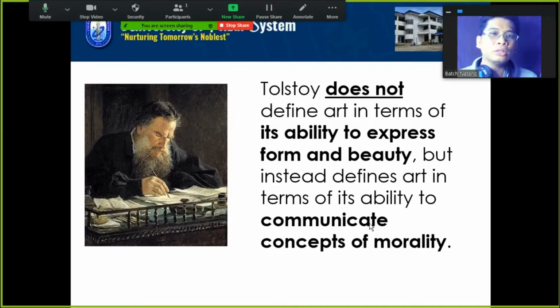Okay, so Tolstoy does not define art in terms of its ability to express form and beauty, but instead defines art in terms of its ability to communicate concepts of morality. So, para kay Tolstoy, it's not only just on the side of aesthetics and how it was made. Pag sinabi natin kasing form, it has something to do with how a certain artwork was made. Halimbawa, magpapaka-technical ka, yung ginamit na stroke, yung ginamit na kulay, yung blending of colors, the shapes used.